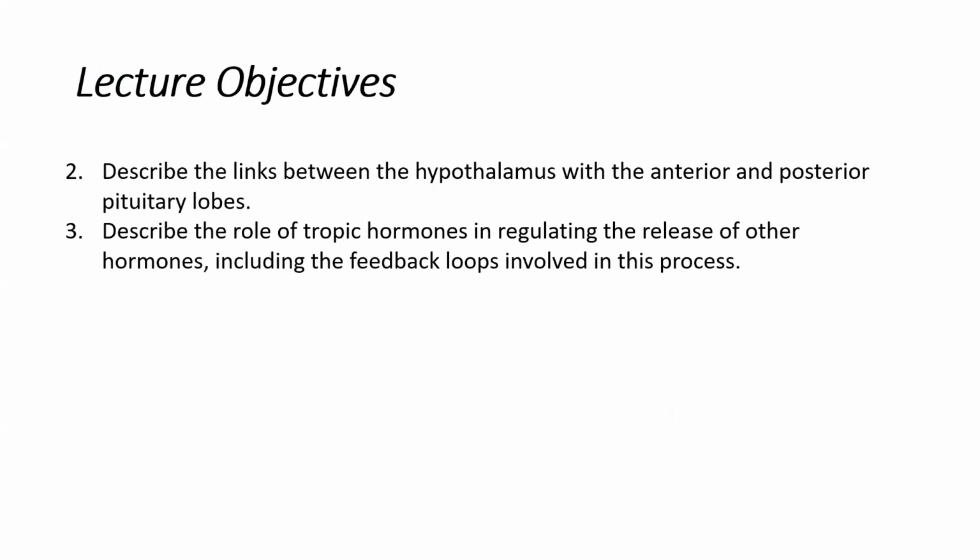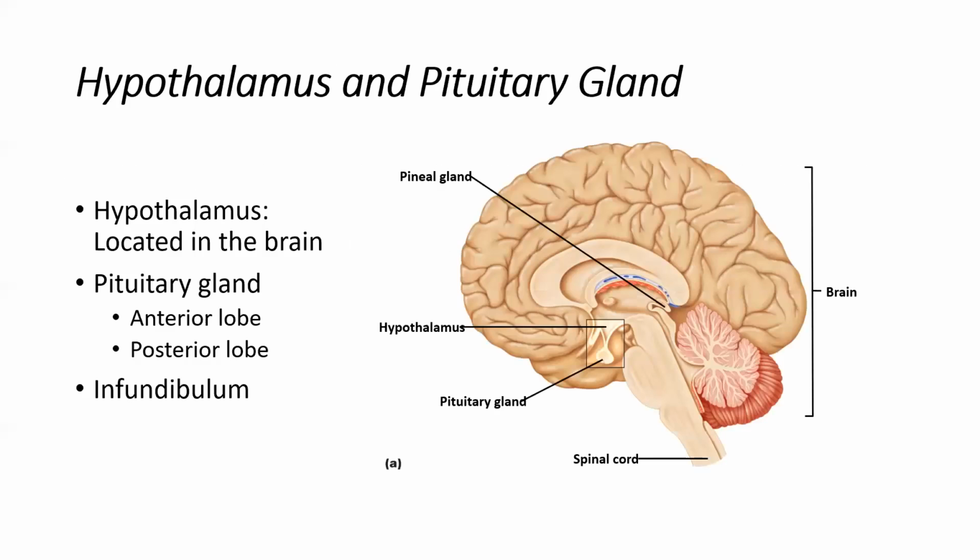All right, let's move on to lecture objective 2, which is to describe the links between the hypothalamus with the anterior and posterior pituitary lobes. And that is really the hypothalamo-anterior pituitary axis or hypothalamo-pituitary feedback, okay? So as I mentioned before, the hypothalamus and the pituitary gland are two of our master endocrine glands that are located in the brain. The hypothalamus is located just beneath the thalamus. So if you can recall some of the anatomy from our brain unit, we know this region is the thalamus. Just beneath it, this region here is the hypothalamus.